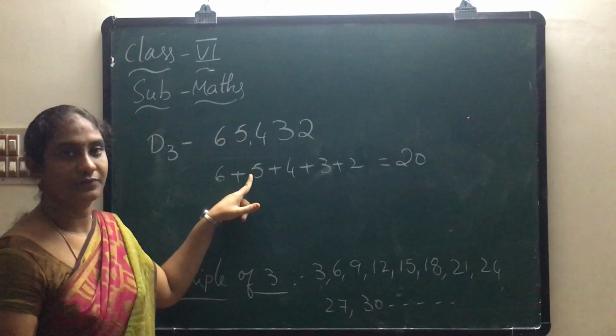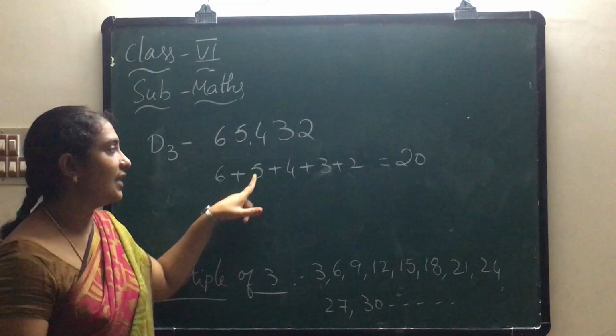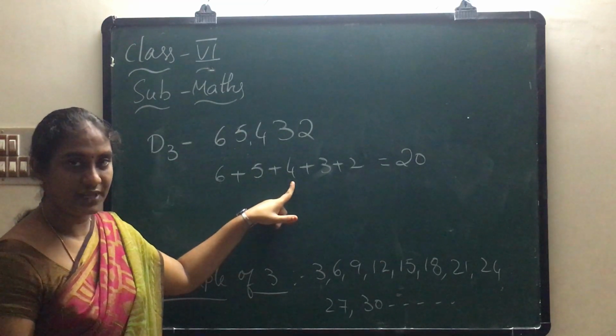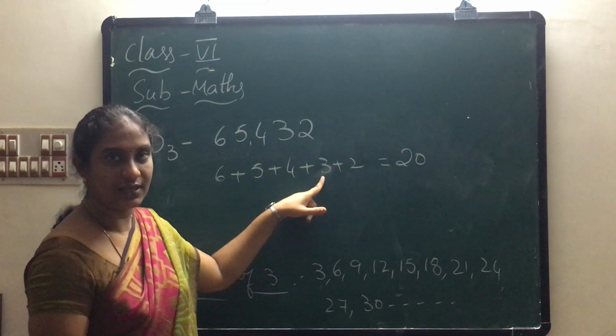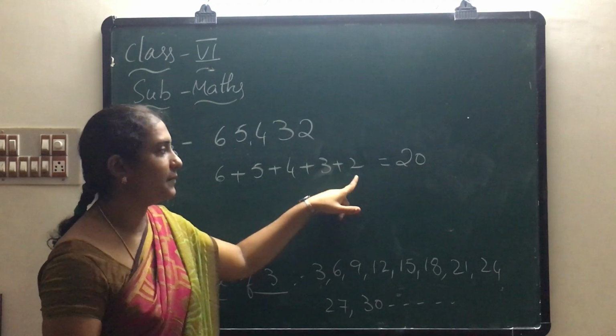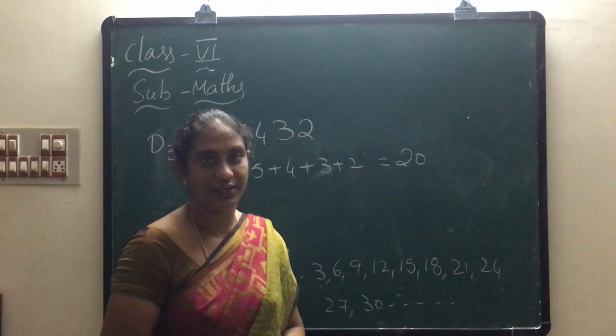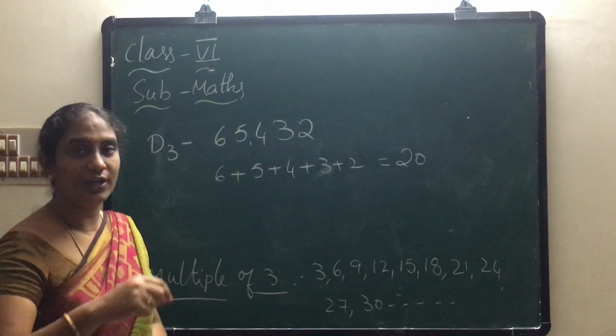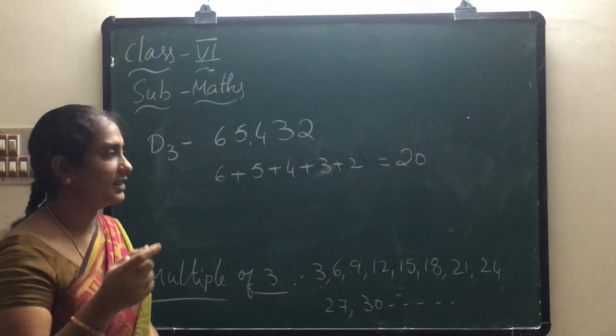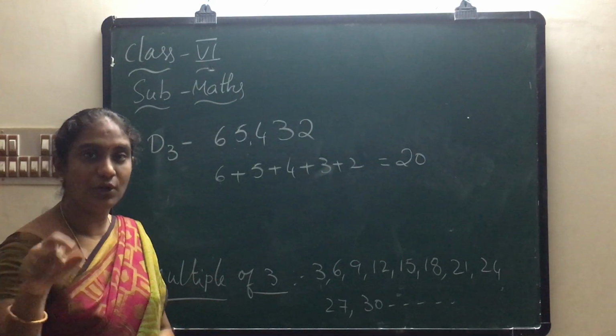6 plus 5, how much? 11. 11 plus 4, 15. 15 plus 3, 18. 18 plus 2, 20. So, what is the answer we got here? 20. Now, what I told, the sum of the digits should be a multiple of 3.